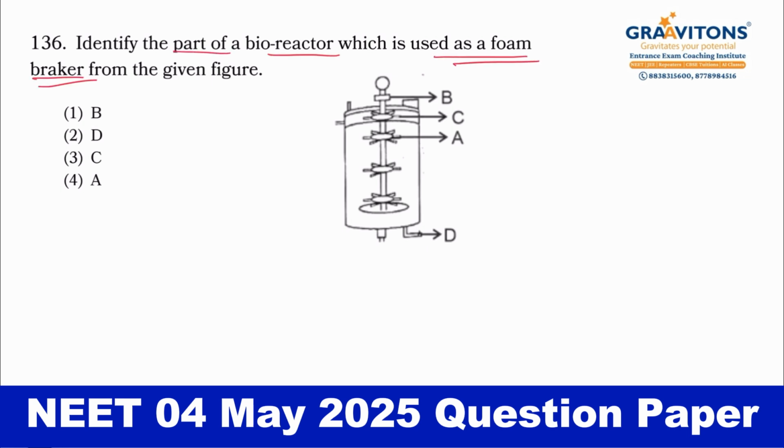Okay, so here the picture of a bioreactor is given. Here the part labeled as C is the foam breaker. So the answer for this question is option 3. When you notice this and compare with our Gravitons material, in our own Gravitons book on page number 11/13, question number 62, this exact question is provided in our textbook.